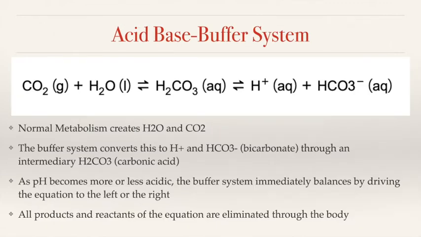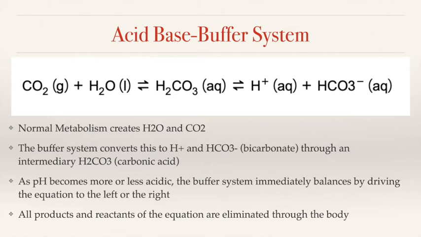So here we have the buffer system, and the buffer system is an instantaneous process in our body, and normal metabolism creates H2O and CO2. So normally we excrete excess H2O through the urinary system, and we breathe off excess CO2 through respirations, and we read that as end-tidal CO2. But what our body wants to do, it wants to create bicarbonate so it can absorb excess hydrogen in the body.